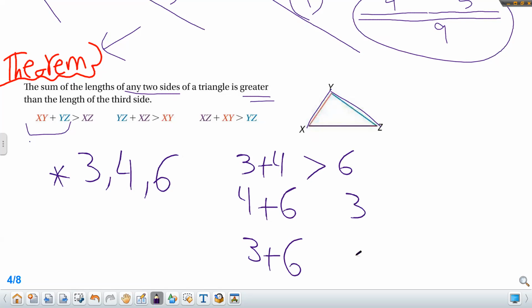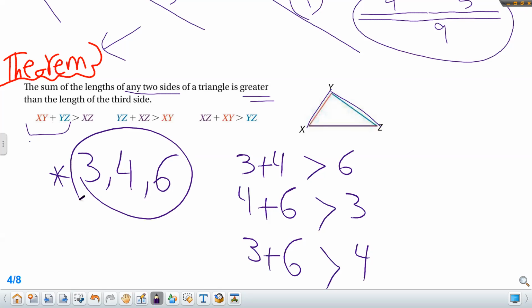Okay, 4 plus 6 and 3, 3 plus 6 and 4. 4 plus 6 is bigger than 3. 3 plus 6, 9, is bigger than 4, right? So we can say 3, 4, 6 form a triangle. Yes, easy? Okay.